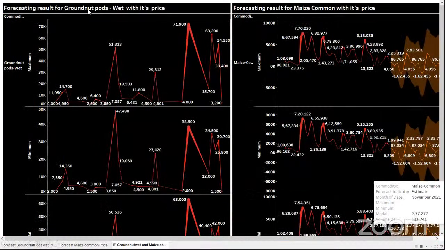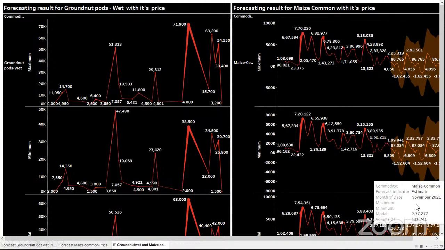Right after it, when it comes to groundnut pods wet, we see that there's no forecasting happening over here because there's no production of groundnut pods after a certain point of time. So that is why there's no forecasting that we see for groundnut pods over here. Next, we have the maize common values, and it has major inferences to speak about.